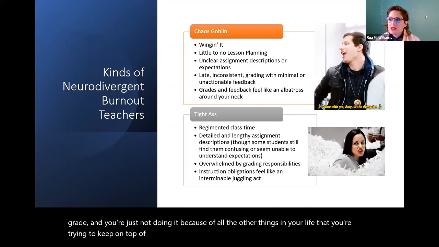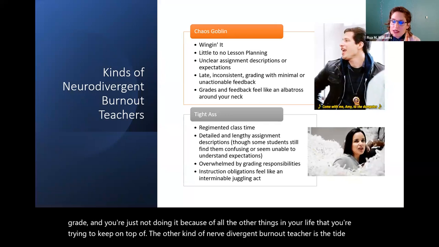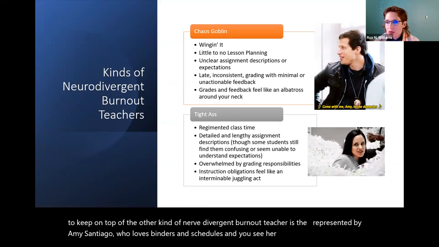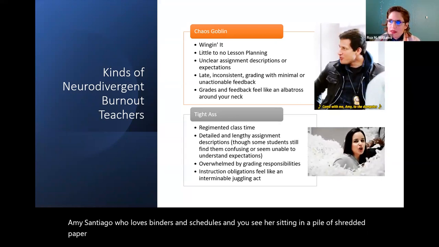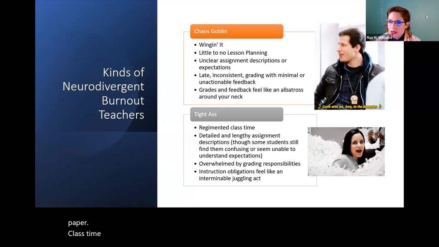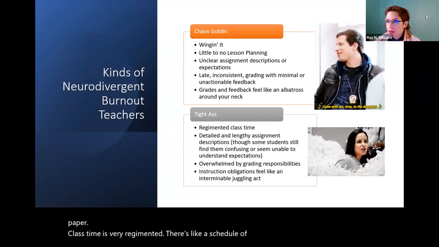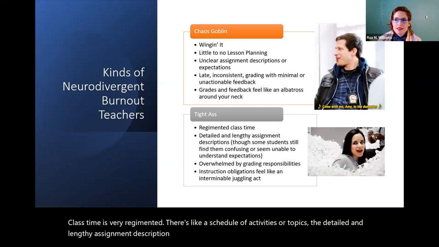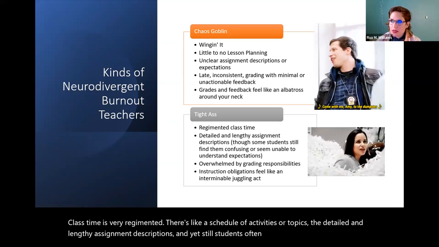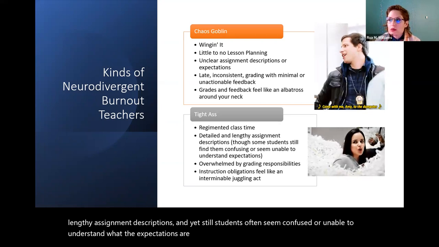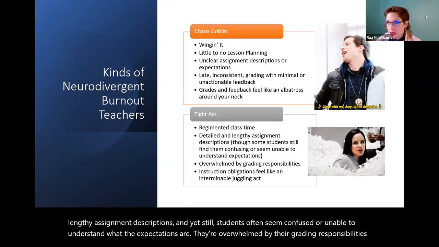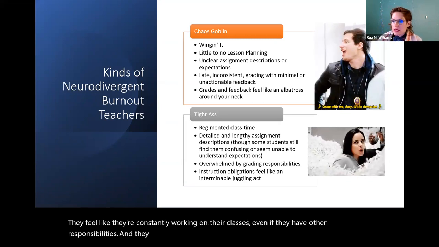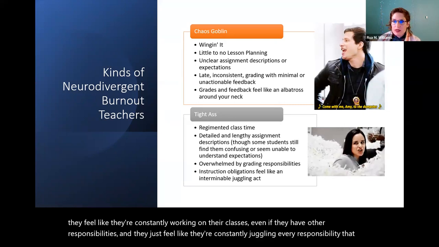The other kind of neurodivergent burnout teacher is the tight ass, represented by Amy Santiago, who loves binders and schedules. And you see her sitting in a pile of shredded paper. Class time is very regimented. There's like a schedule of activities or topics. They're detailed and lengthy assignment descriptions, and yet still students often seem confused or unable to understand what the expectations are. They're overwhelmed by their grading responsibilities. They feel like they're constantly working on their classes, even if they have other responsibilities. And they just feel like they're constantly juggling every responsibility that they have.